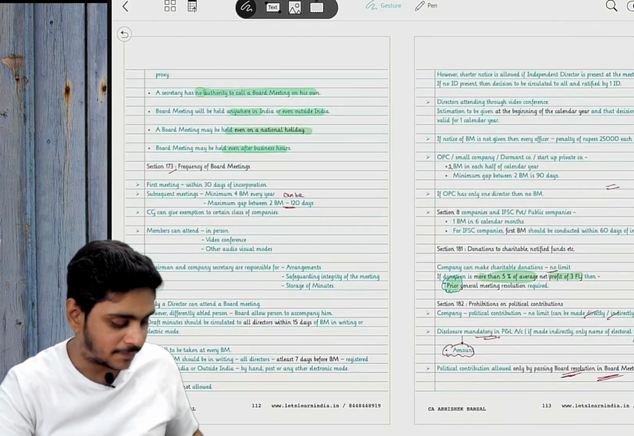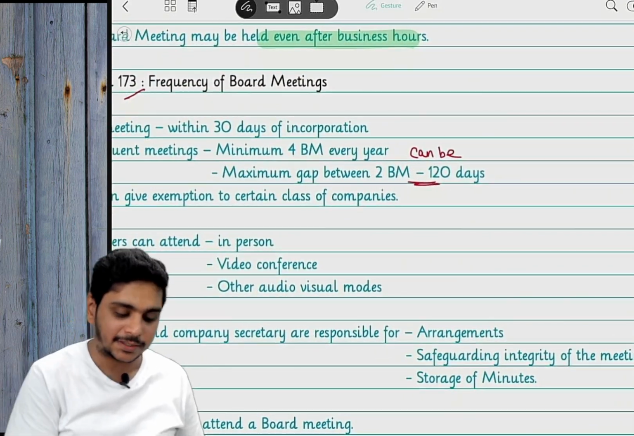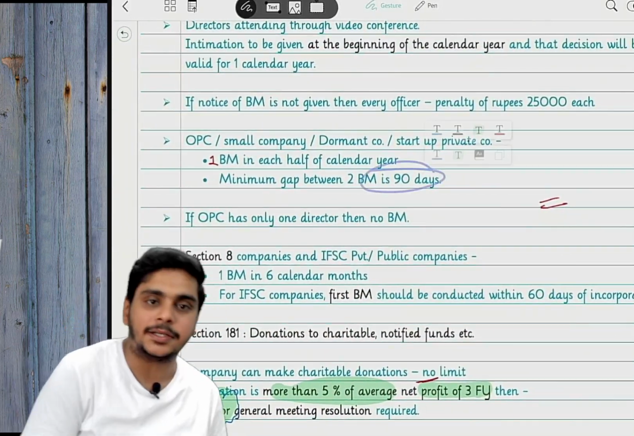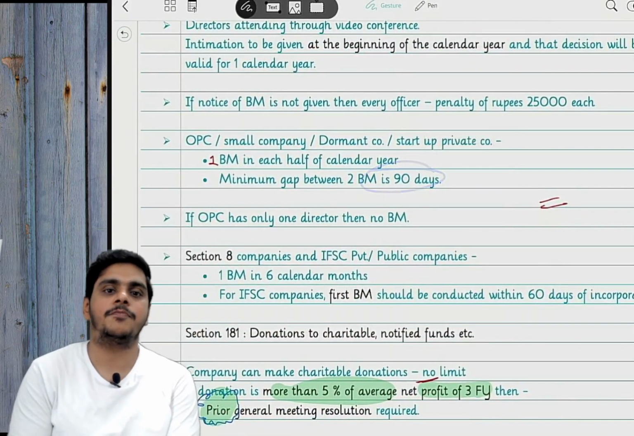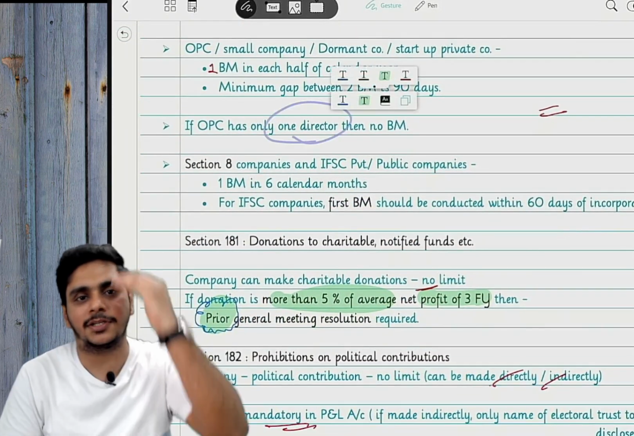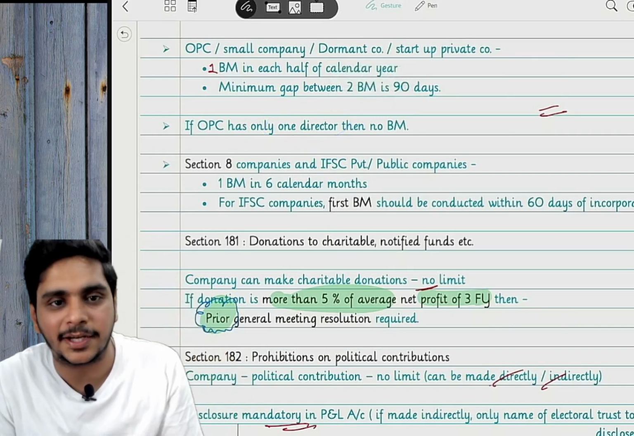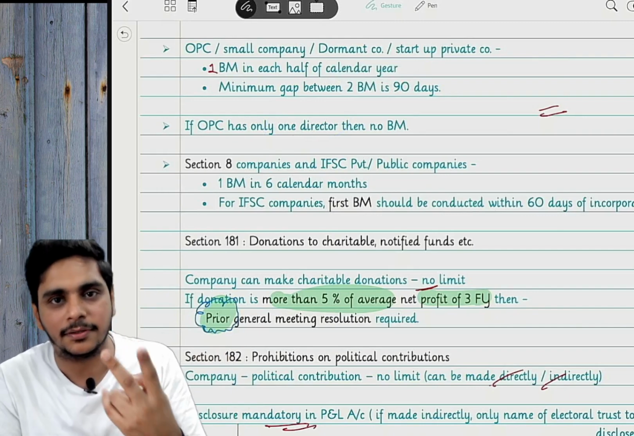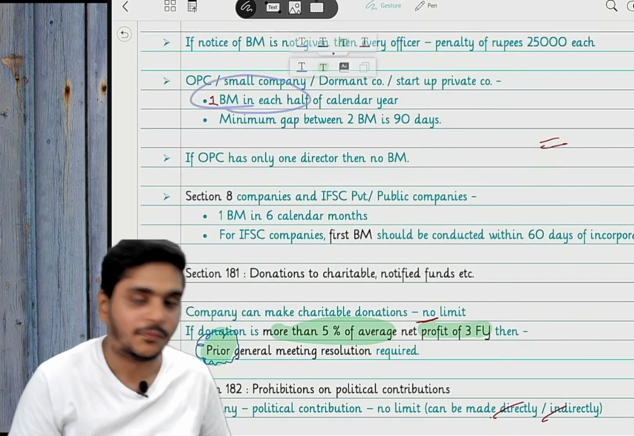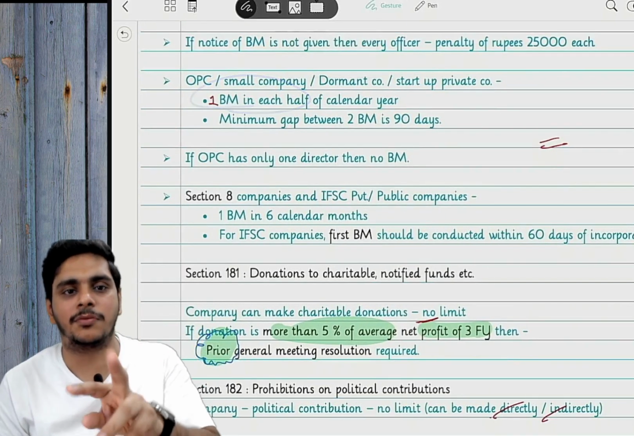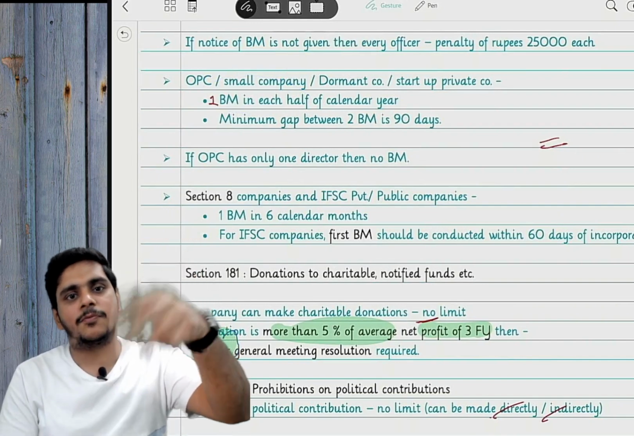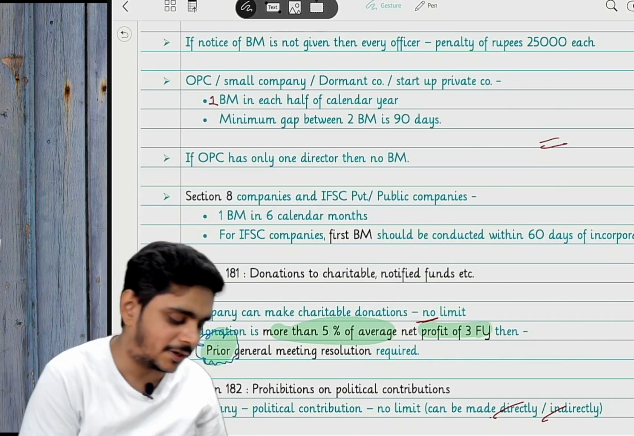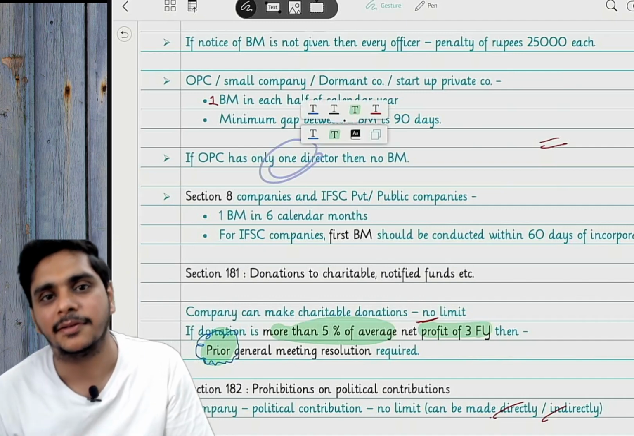For the others, the maximum gap was 120 days, but here the minimum gap is 90 days. If an OPC has only one director, logically, there is no board meeting. An OPC with more than one director has two board meetings, one in each half of the calendar year. Generally it is 4 board meetings; for OPC it is 2. An OPC with one director, boss, to have a meeting you need somebody with whom you will hold the meeting, correct?